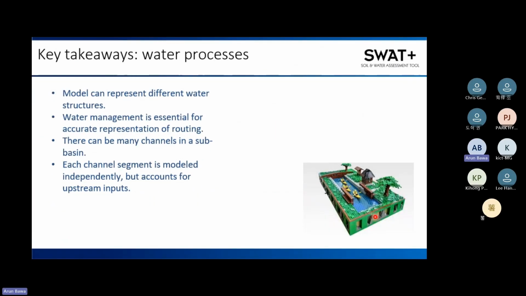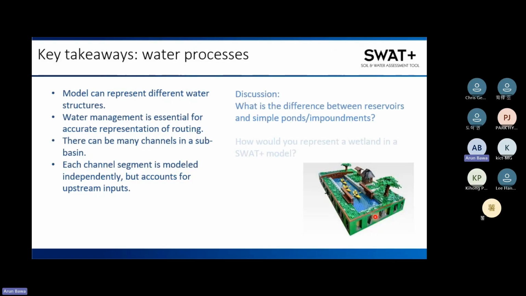Okay, so from the water processes, the key takeaways are that there are in-stream processes, but those are simplified processes. Those are available there from the hydrological perspective, not the hydraulic perspective. Okay. Yeah, we discussed this one.